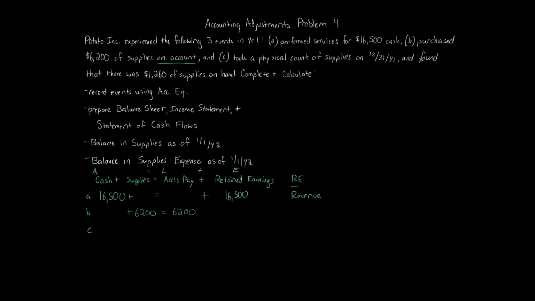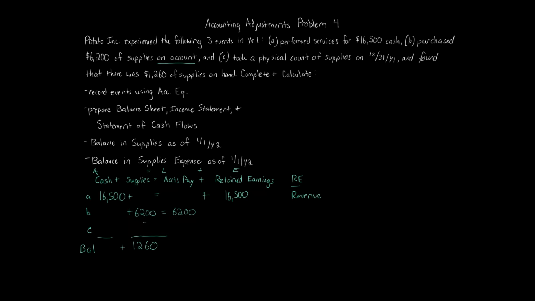Transaction C. We're told, took a physical count of supplies on December 31st, the end of the year, and found there was $1,260 of supplies on hand. All right. So we need to think about what's going on here. The supplies on hand are $1,260 at the end of the year. We're doing the accounting equation. So they're telling us the balance in supplies. Remember, after we do the accounting equation, we calculate the balance in all of these items: cash, supplies, accounts payable, retained earnings. It's telling us the balance in supplies should be $1,260.